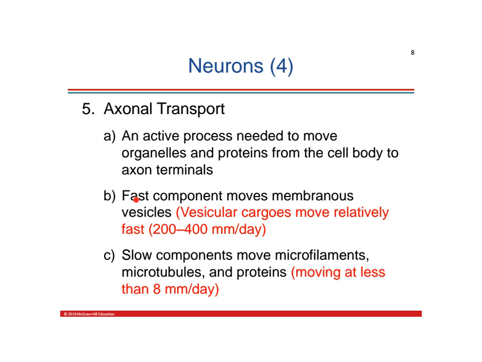There's basically two types of transport. One is fast axonal transport. This moves membranous vesicles, which often may contain things such as a neurotransmitter. And these vesicular cargoes can move relatively fast, 200 to 400 millimeters per day. There's a second kind of movement, which is a slow component, and this involves the movement of microfilaments, microtubules, and proteins, and this is much slower, with a rate of about 8 millimeters per day.